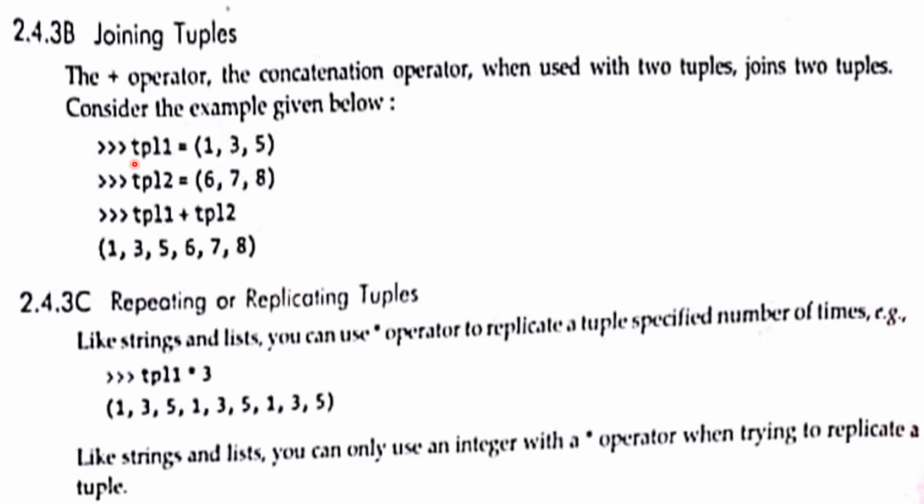So with the plus operator we can use two tuples and make one new tuple, the same way as we did in the list. Repeating or replication, the same as I've already told you, the same way we can repeat in a tuple also. So here an example is given: one tuple, multiplied by 3. So here this single tuple is repeated 3 times: 135, 135 and 135.